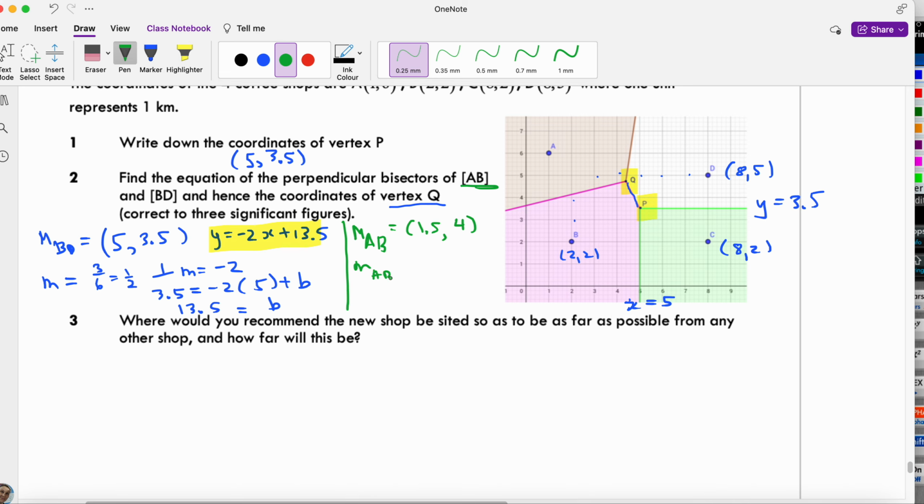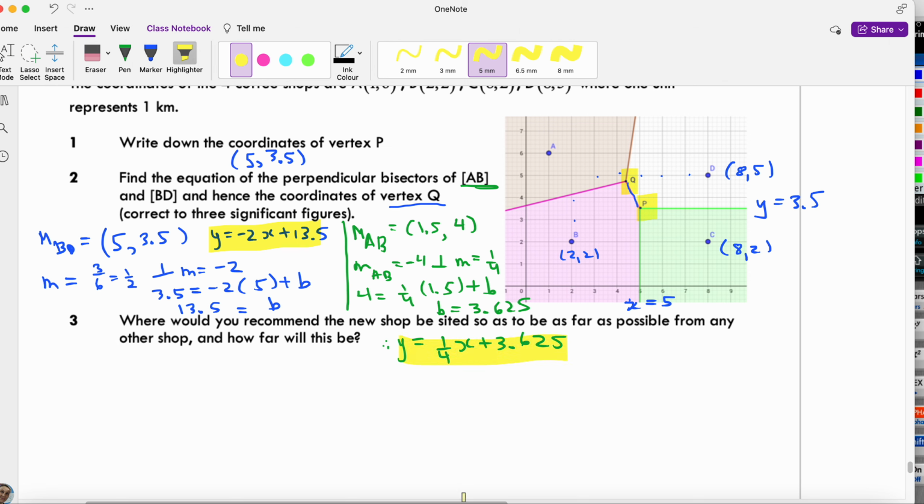And then remember the lower one is always the slope. What's the slope of AB? The slope is 1, 2, 3, 4, and 1 to the left, so the slope is -4, which means that our slope is always perpendicular, so it's a quarter. And so now just sub in the point into mx plus b, so it's 4 and then 1.5 plus b. Take it to the other side. What is this? Something small, and then this is going to be 3.625, and so therefore our second equation is going to be 1/4 x plus 3.625.